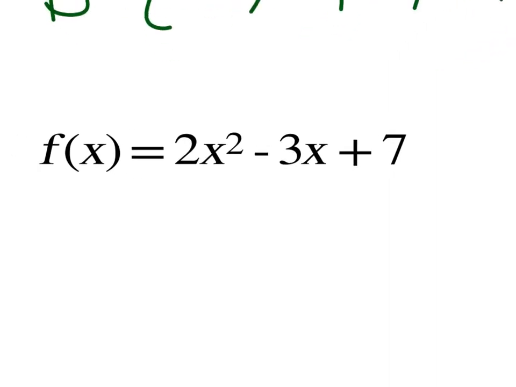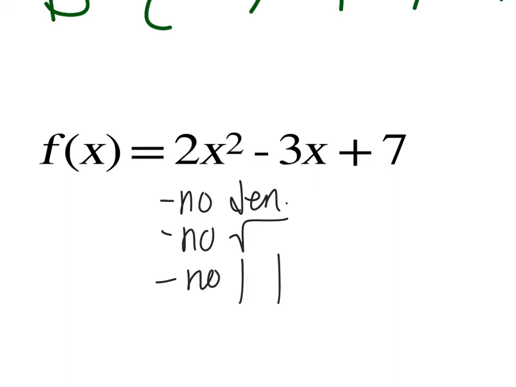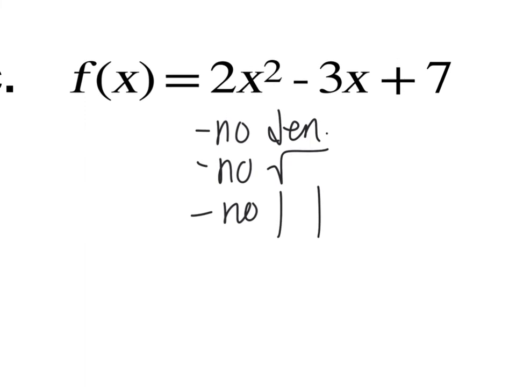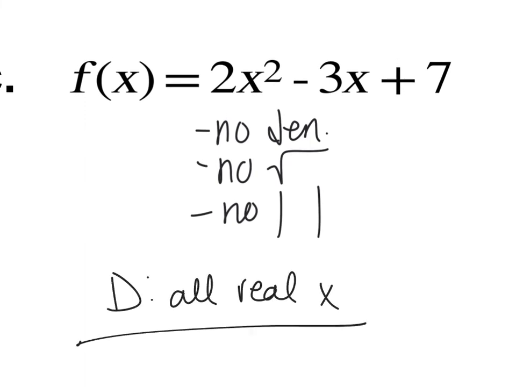Letter F doesn't have a denominator, so there's nothing to worry about there. There are no square roots and no absolute values. So here there's no denominator, no square root, no absolute value. In this case, the domain is just all real x, all real numbers. There's nothing that it cannot be. There's not an x value that I cannot substitute in here.